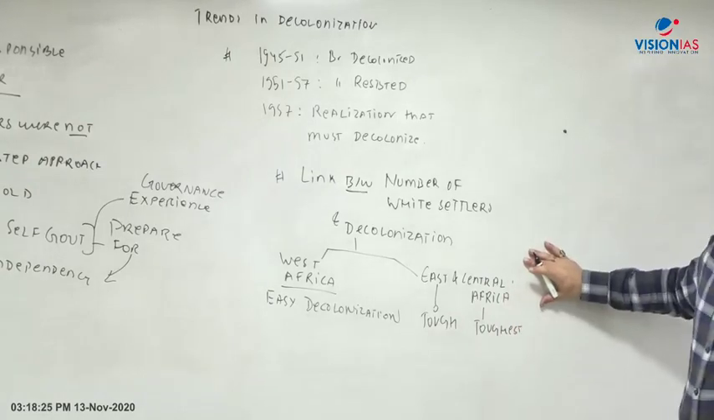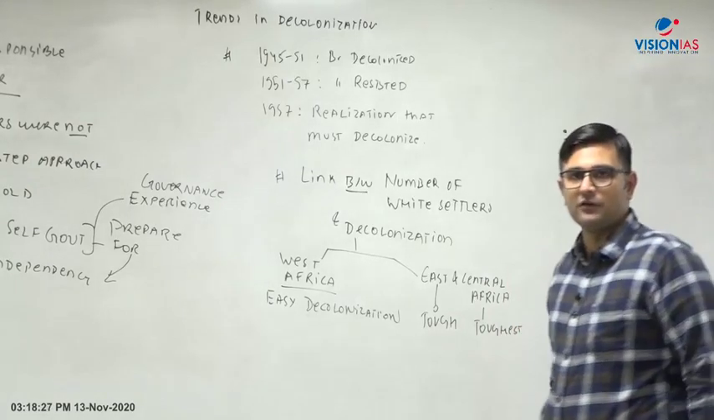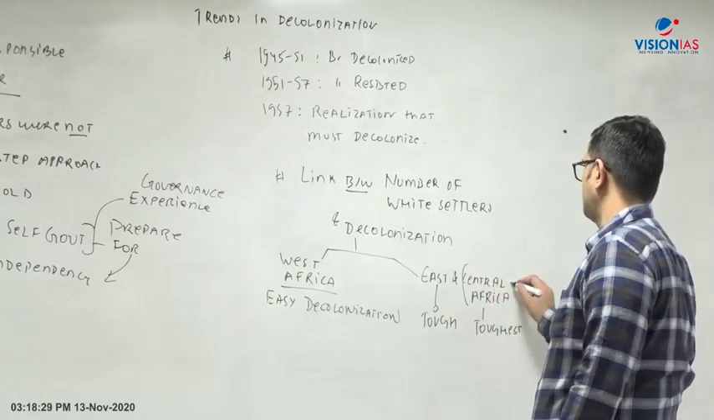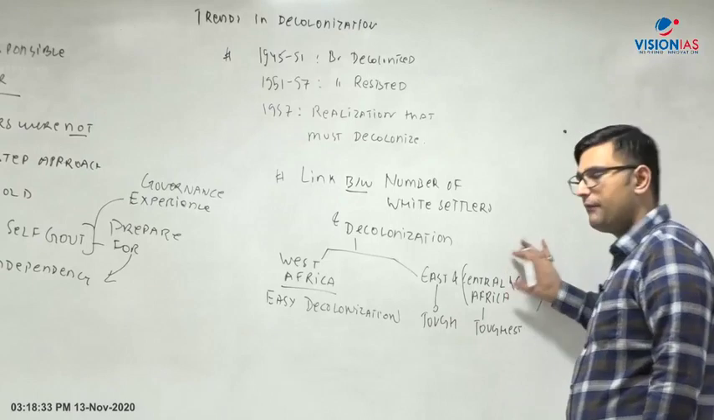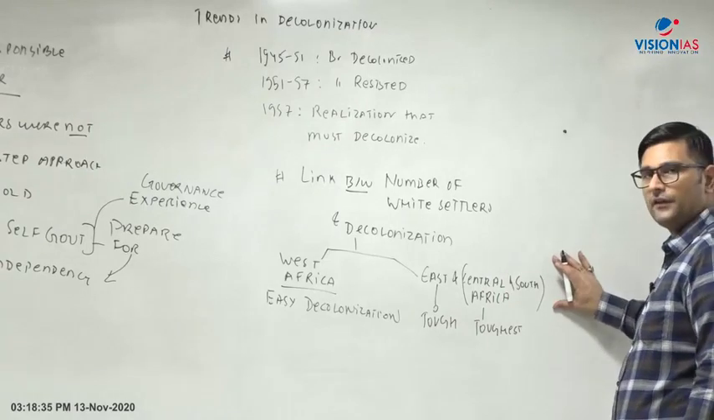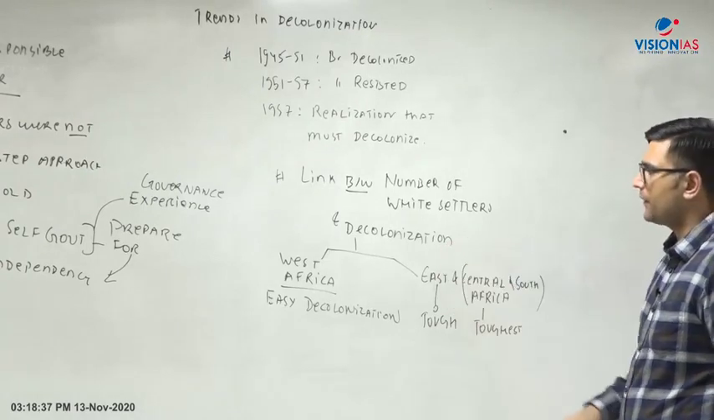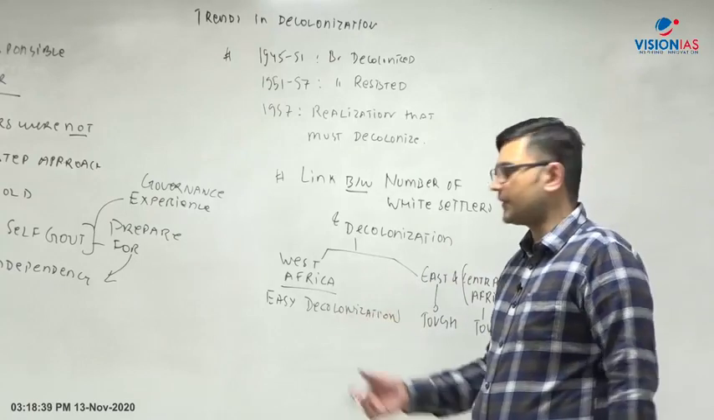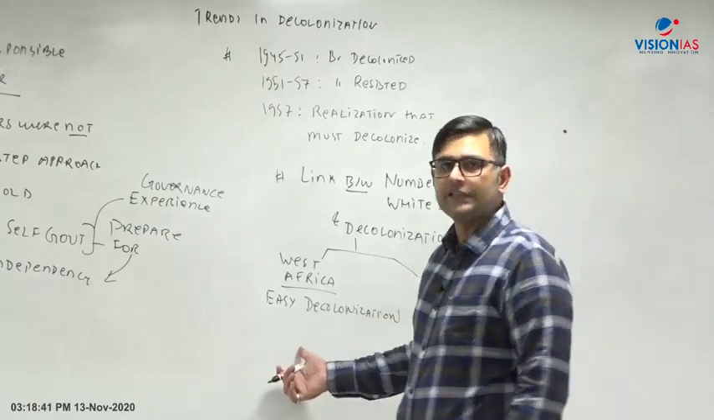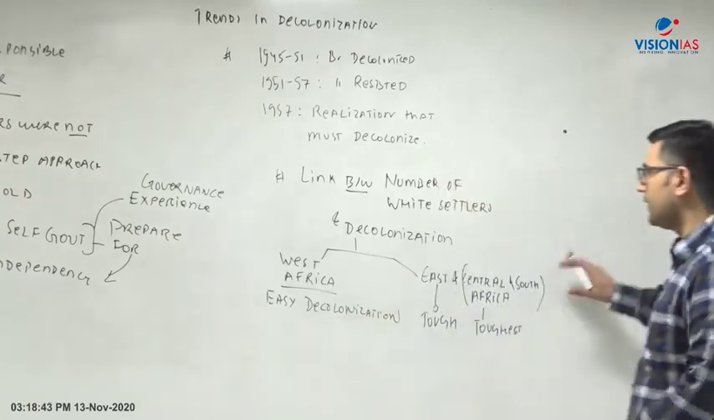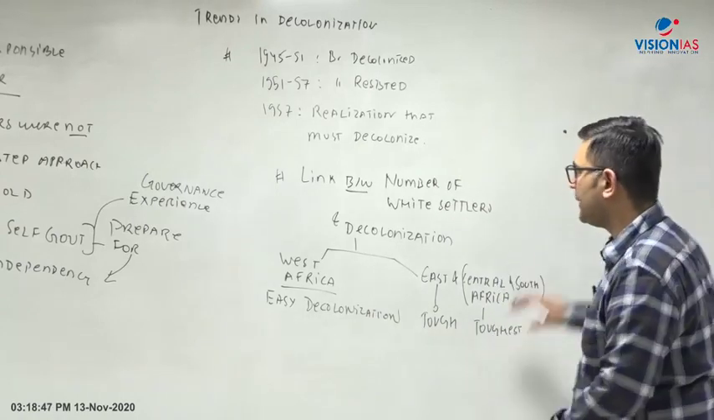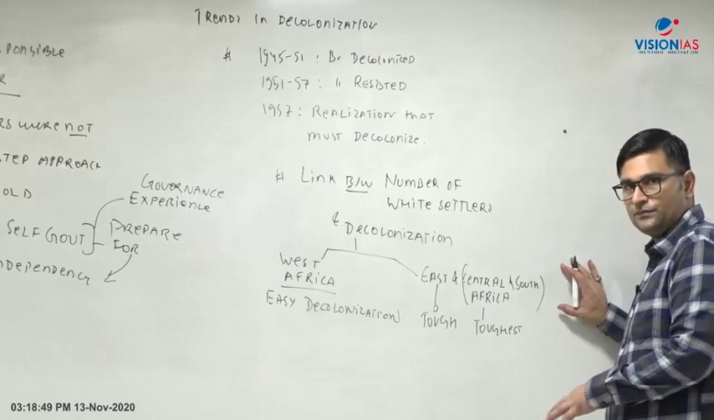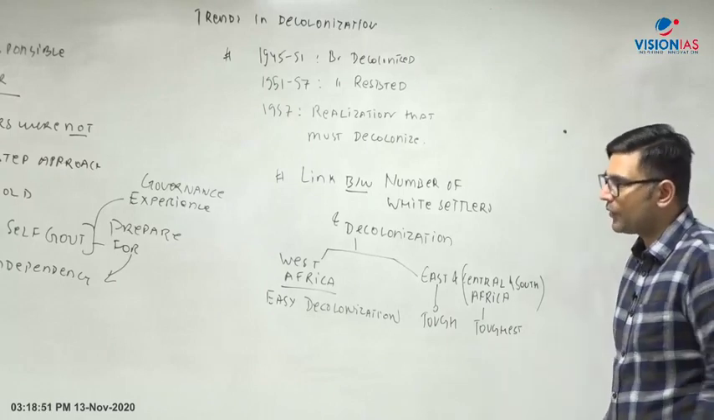The maximum number of settlers were in Central Africa and South Africa. For example, in this area it is Zimbabwe, etc. In the East it is Kenya, etc. West Africa has countries like Ghana, etc. So we see that there was easy decolonization in West Africa, whereas in East, Central and South Africa the decolonization came late because here the number of settlers was more. Okay, so this is how things are progressing.